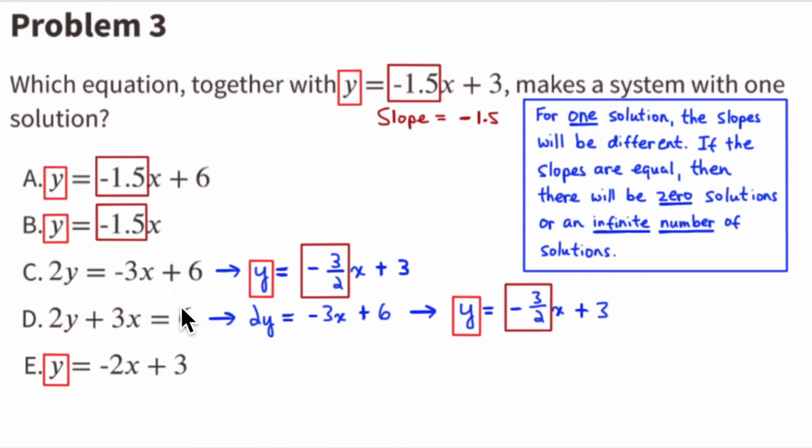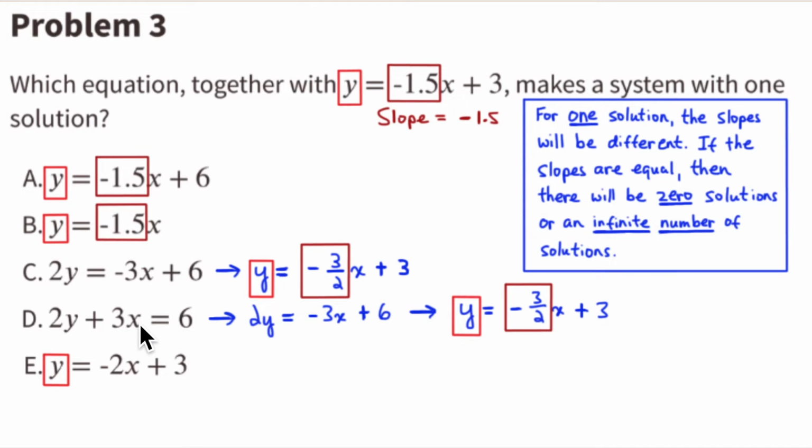The next two, C and D, have the same slope. Negative 3/2 is the same as negative 1 5/10, and the same y-intercept. In this equation, I just divided through by 2. So 6 divided by 2 is 3. Negative 3 divided by 2 is negative 3/2. So I get the same equation as this equation up here. Negative 3/2 equals negative 1 5/10.